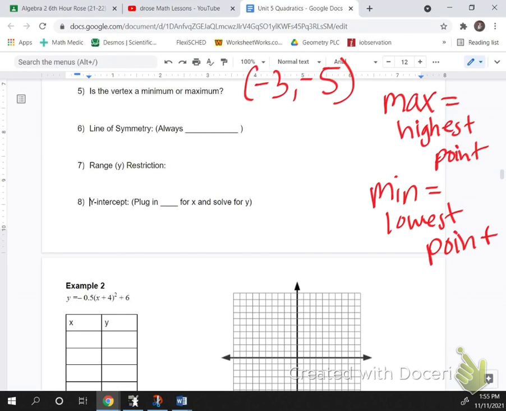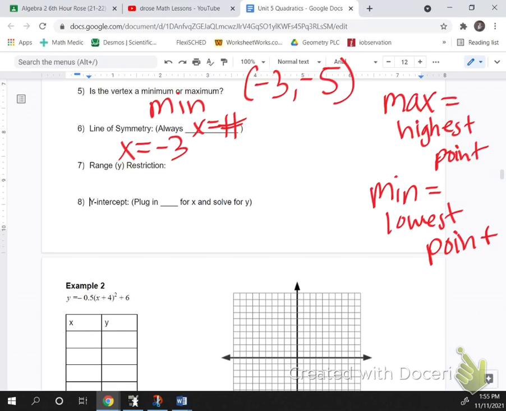Okay. The line of symmetry is always, we said min, right? Yes, min. Is always x equals a number. Something that I always look at as the line of symmetry is the vertex, because the vertex is in the middle of the graph. So your line of symmetry will always be the x value of the vertex.